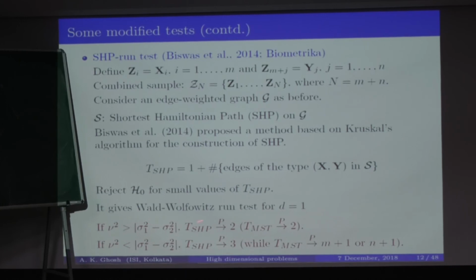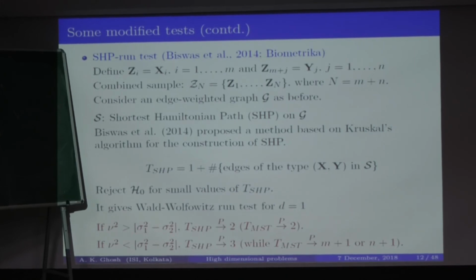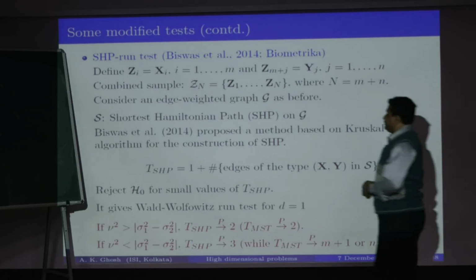These two red lines will tell you the story. If mu square is bigger than sigma 1 square minus sigma 2 square, the difference of these two, that means the location difference dominates the scale difference between the two populations. When this happens, we have seen that the test statistic based on the minimal spanning tree converges to 2, because we have one connected component consisting of all x observations and one connected component consisting of y observations.